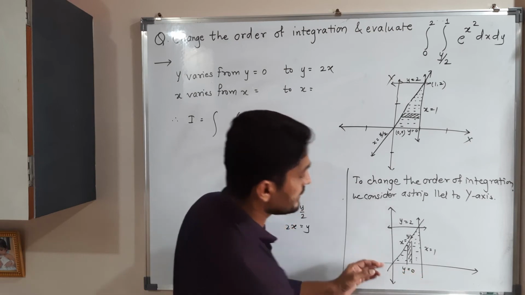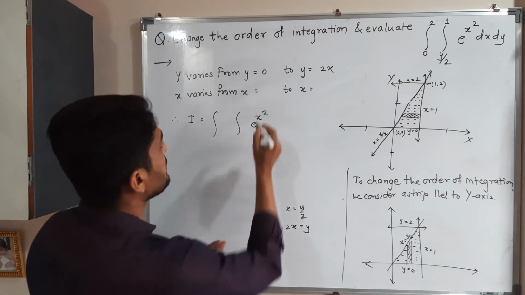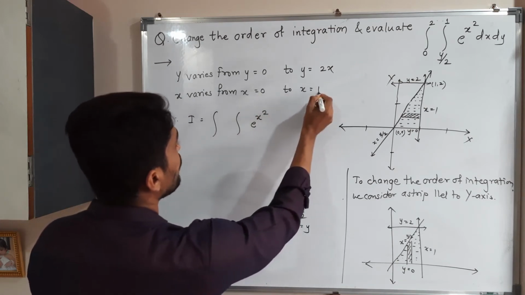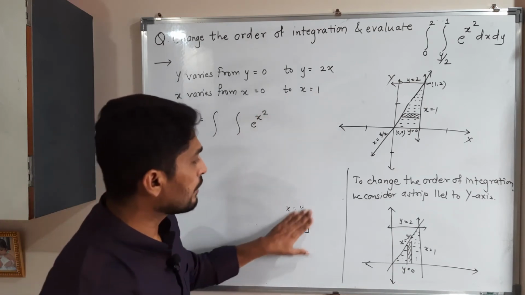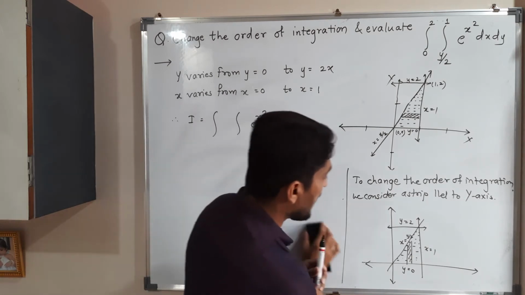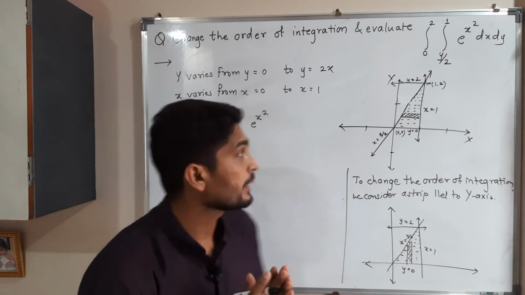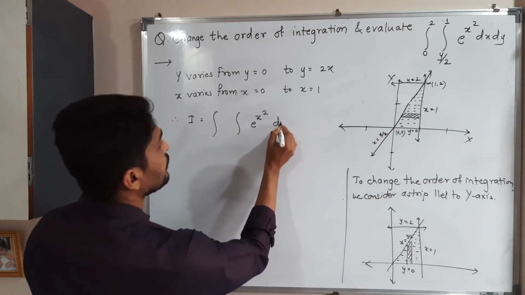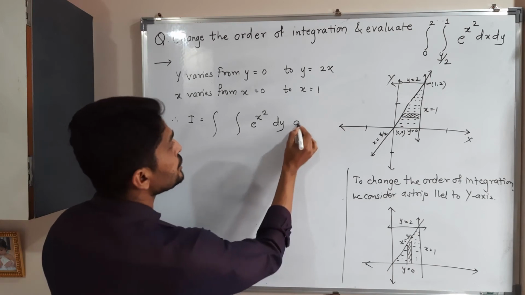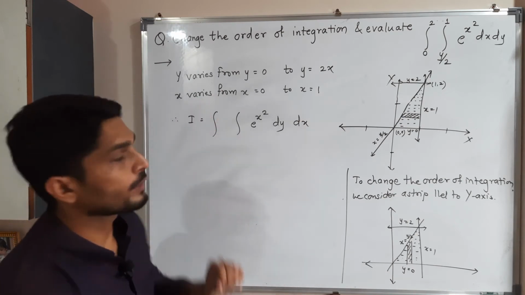It will start at 0 and it will stop at x is equal to 1. So that's why the limits will be x is equal to 0 to 1, right? Now our strip is parallel to the y-axis, so that's why our inner integration is with respect to y and the outer integration is with respect to x, right? Here obviously we have to write the limits of y.